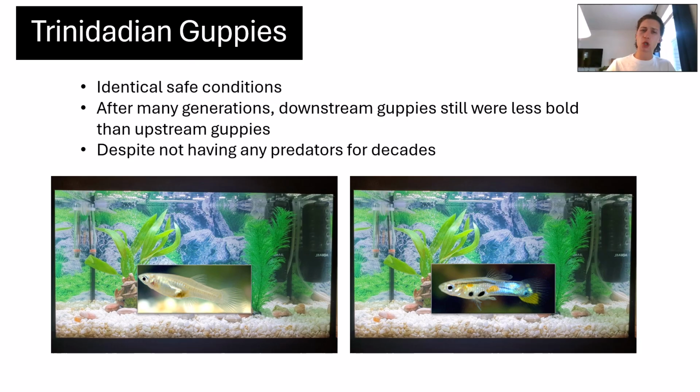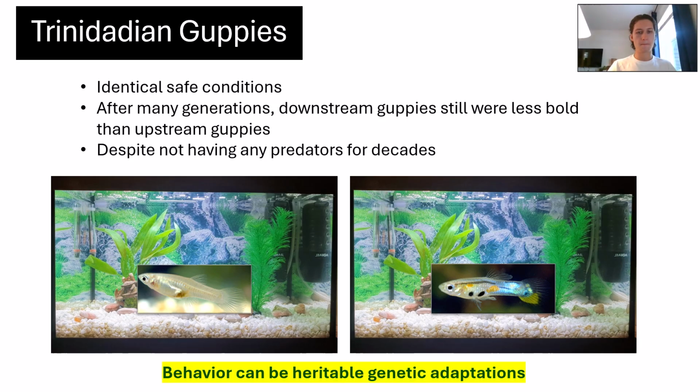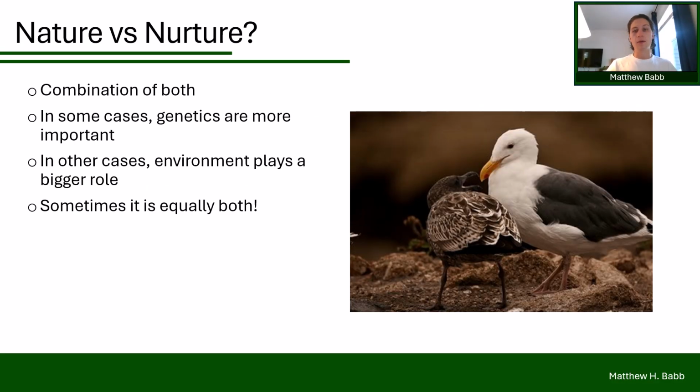If behavior was learned, we would have expected both groups to be about the same, since they've all grown up in an area that no longer had predators. And so the main key takeaway of that is that behavior can indeed be genetic instead of learned. It turns out that this shyness and boldness behavior is actually a genetically inherited trait that persists in the population.